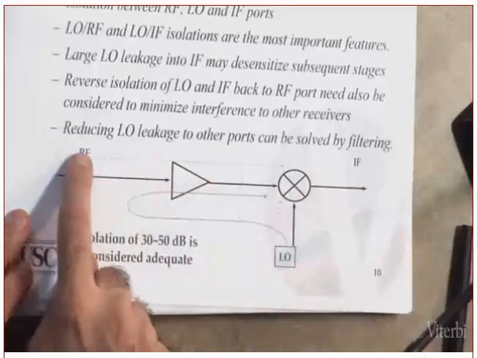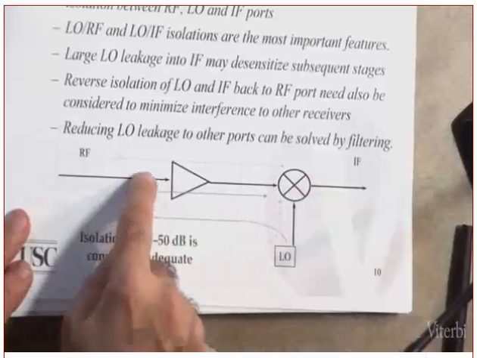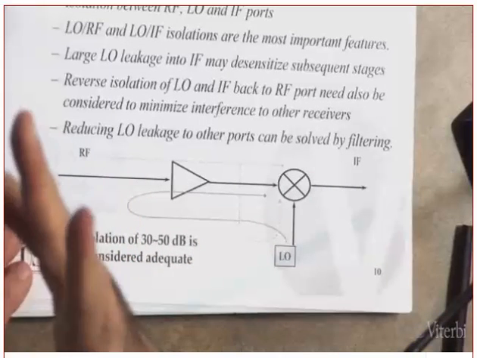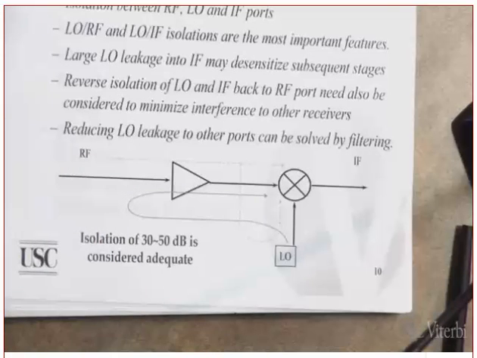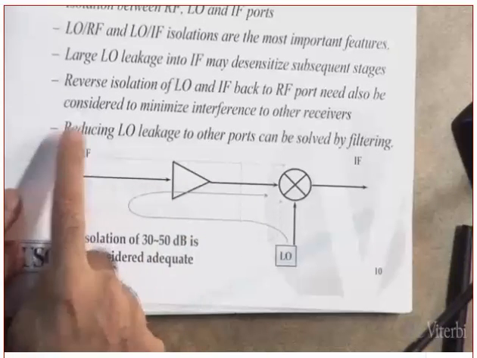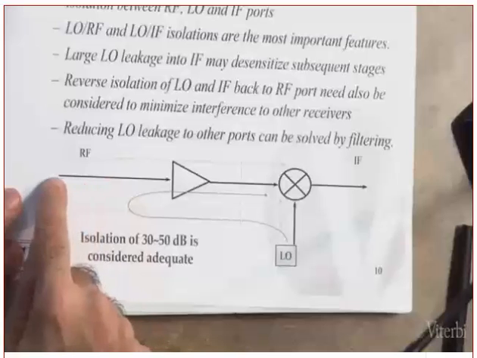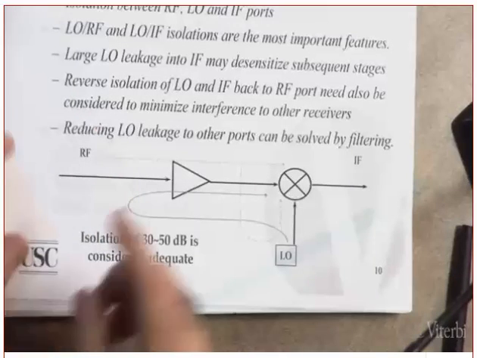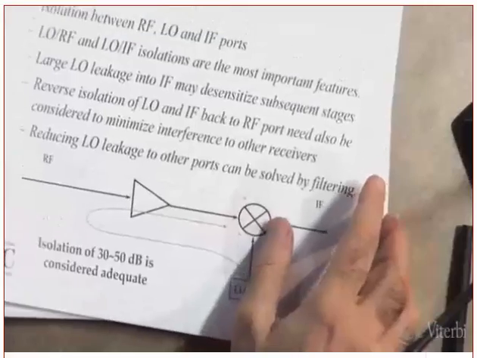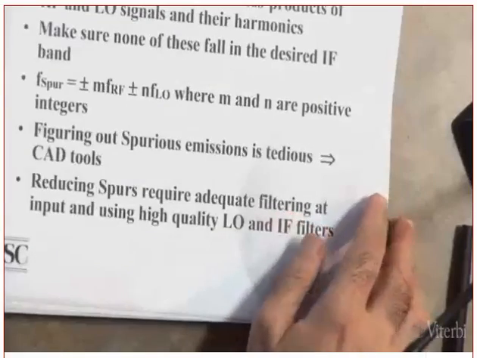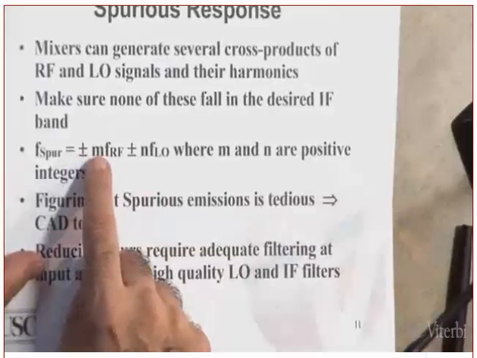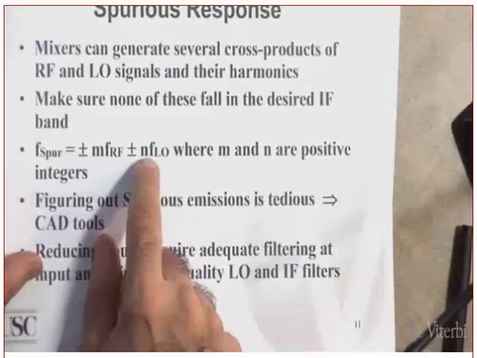There is also another one. If this one happens to be the same as RF, you have a leakage all the way to the antenna, and it will be radiated back. And even if it is not the same, there is still a possibility that it will radiate and cause interference to some other channels operating in the vicinity of yours. Clear? This spurious response, I already explained it to you, which is plus or minus M FRF, plus or minus N FLO.